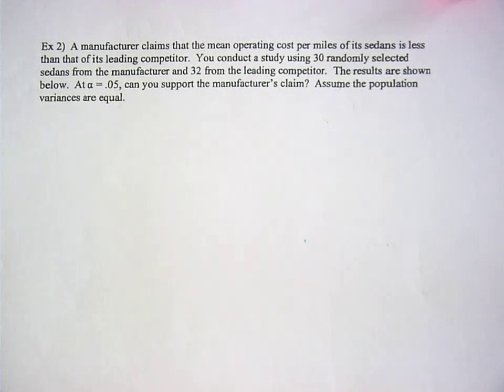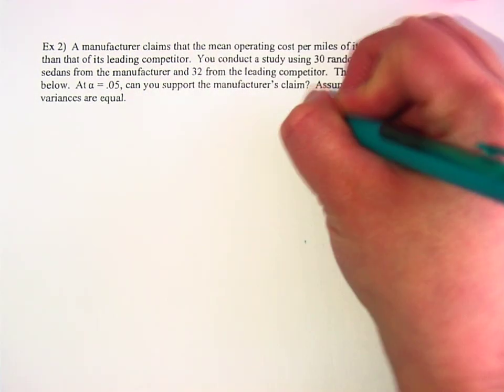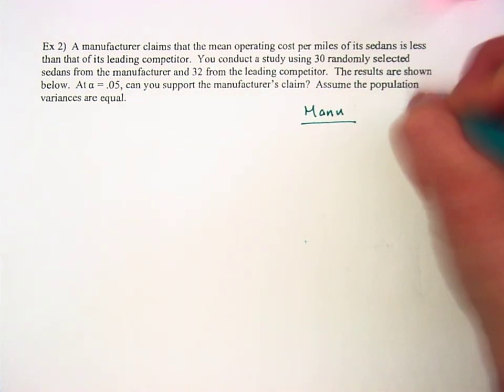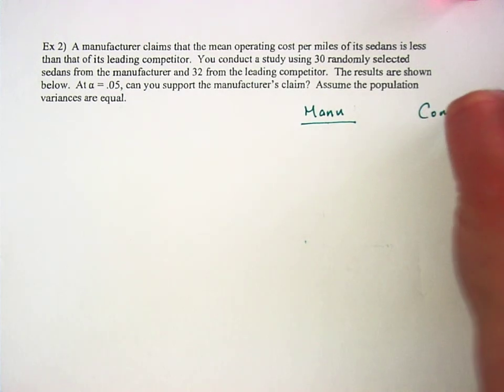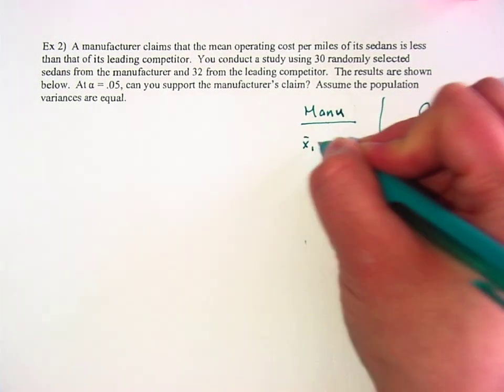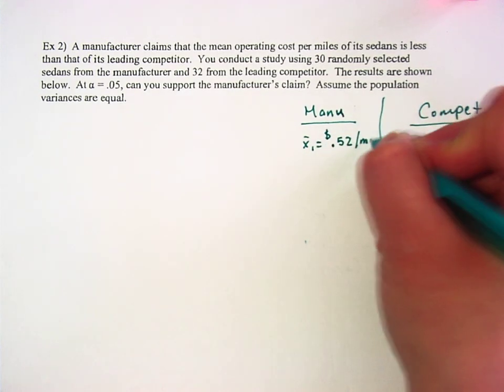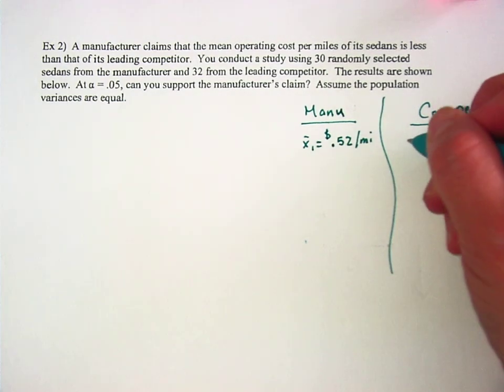A manufacturer claims that the mean operating cost per mile of its sedans is less than its leading competitor. You do a study of 30 randomly selected sedans, and 32. The results are shown below. This is our manufacturer, and this is their competition. For our manufacturer, their X bar 1 is 52 cents a mile. That's how much it costs to run this car. And their competition is 55 cents a mile.